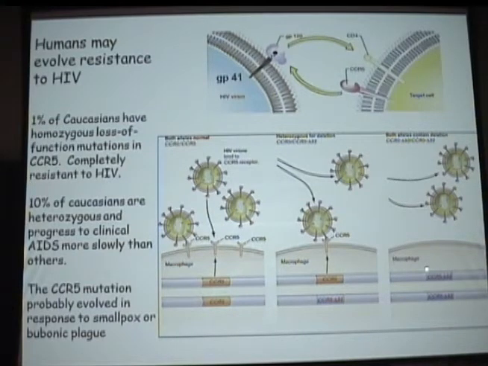This is also very interesting because the people that are deleted for both of these genes, if you had two bad copies, they're perfectly healthy. They may be a little more susceptible to something, but they're perfectly healthy in day-to-day life. And they are completely resistant to HIV.